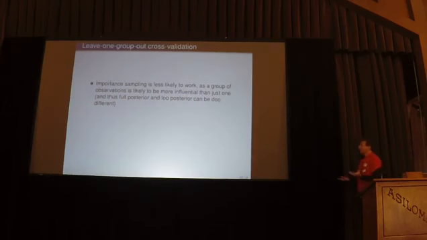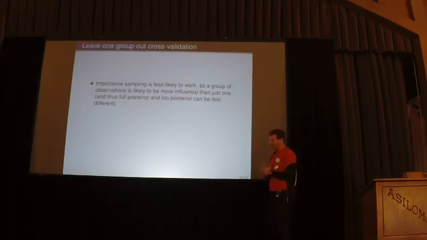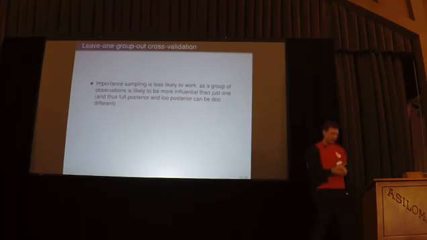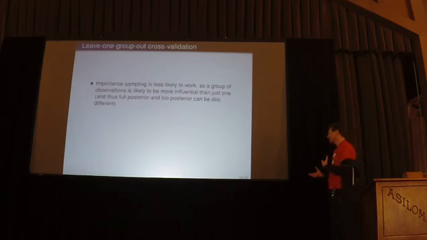Okay, why don't we use importance sampling if we leave one group completely out? It's likely that when we leave many observations away, the bunch of observations together is more influential and changes the posterior distribution too much, and importance sampling fails.